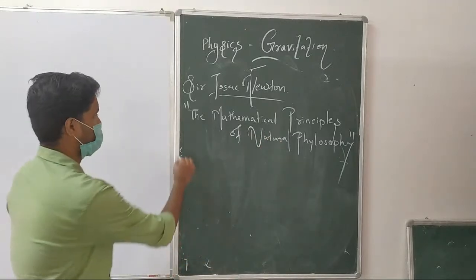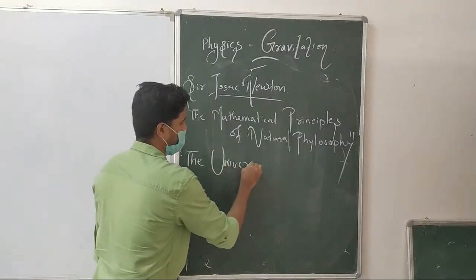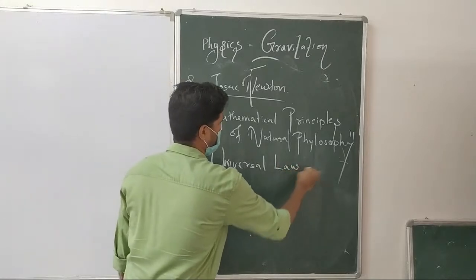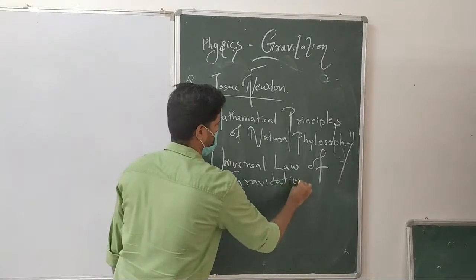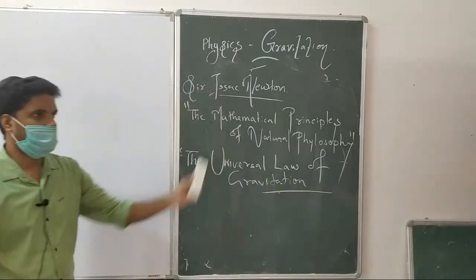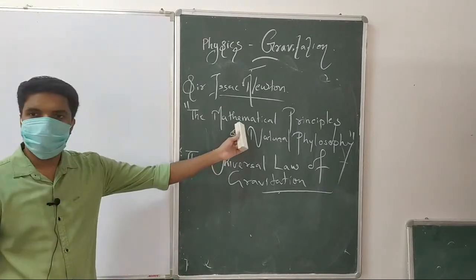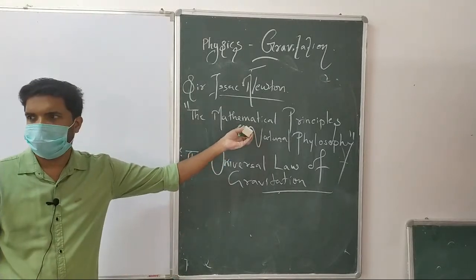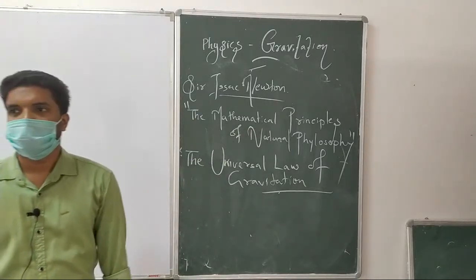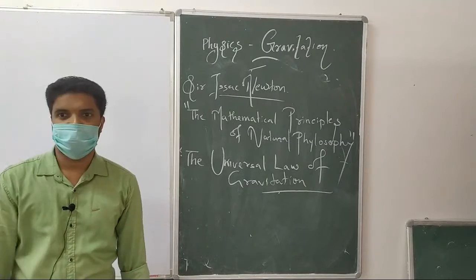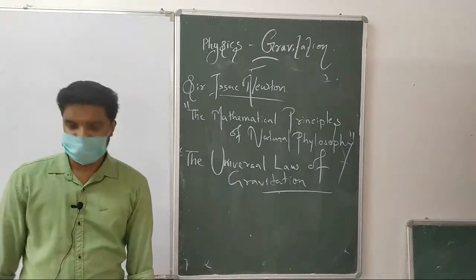Understood? So what was the name of the law? The universal law of gravitation. So it is better to study the name of this book also for more concepts. You can read that book also. It is available on the internet. Many natural philosophy ideas are there. What is the name? The Mathematical Principles of Natural Philosophy.